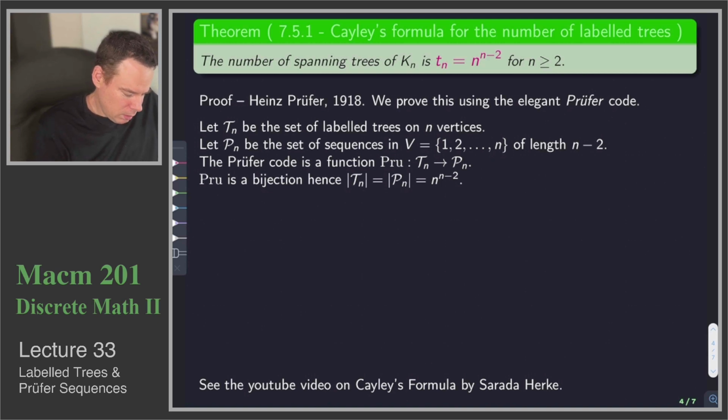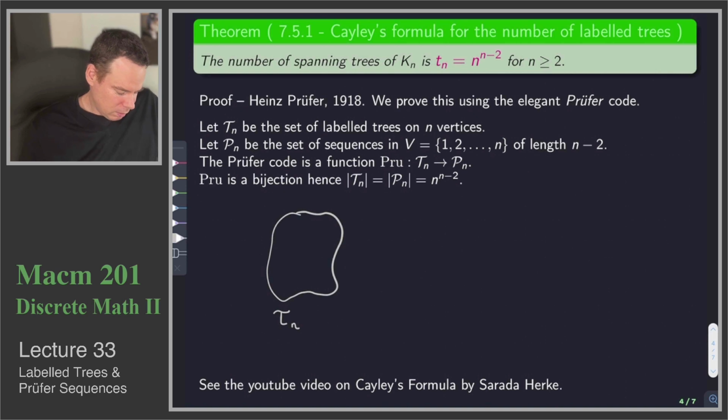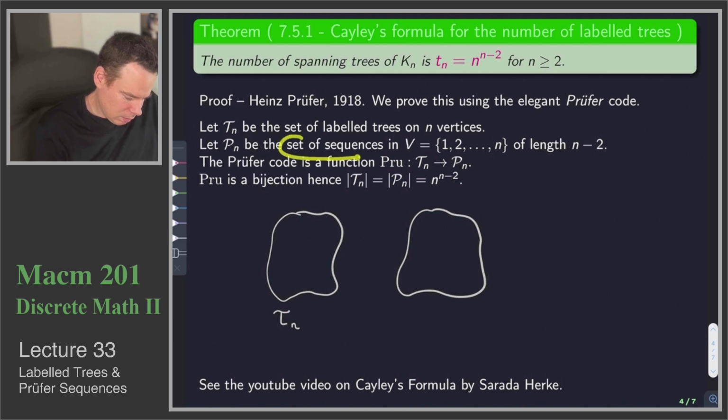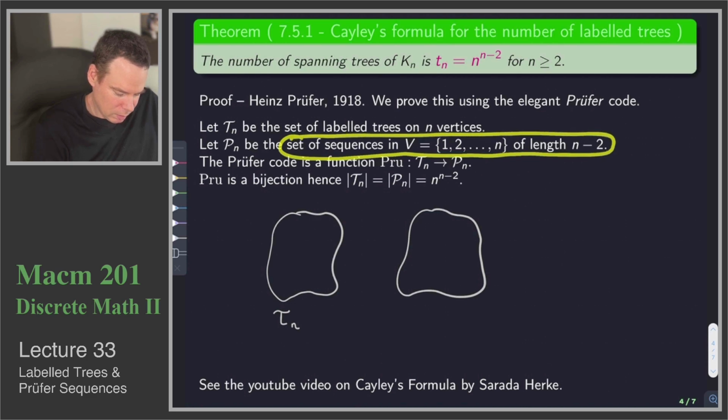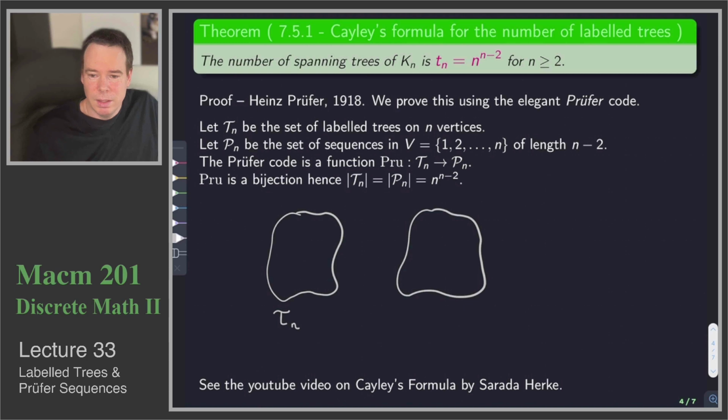Well, Heinz Prüfer in 1918 proved this by using this idea of what is now called a Prüfer code. And the way he did this was as follows. He says, let's consider the set of all spanning trees on Kn. And then let's consider the set, in this case, of sequences in the vertex labels of length n minus 2. So you can think of this as just the set of all words of length n minus 2 in the vertex labels.